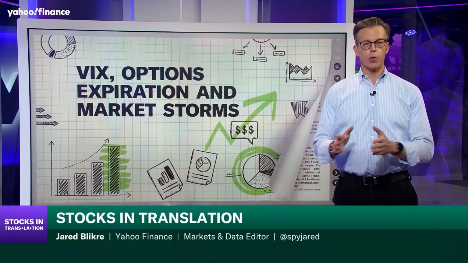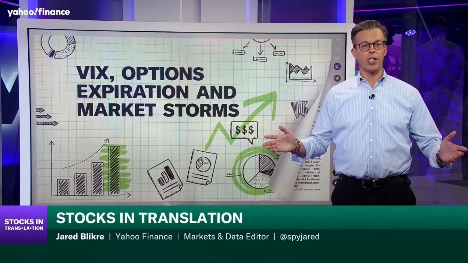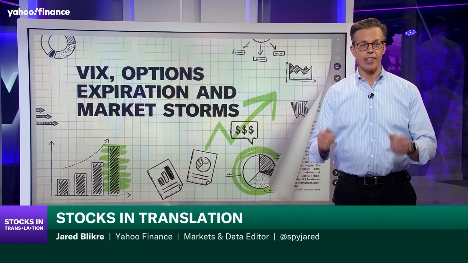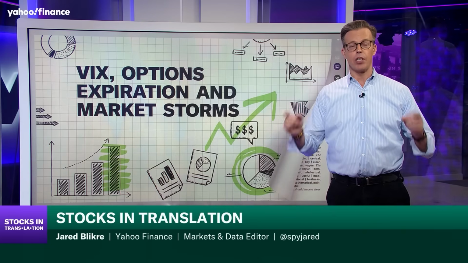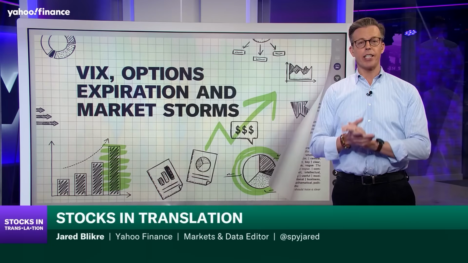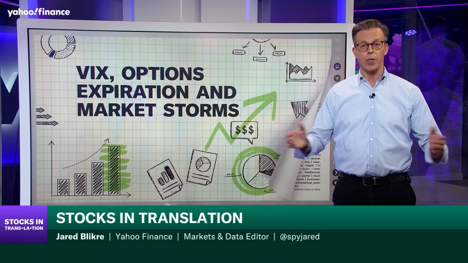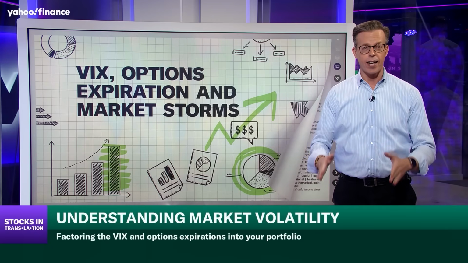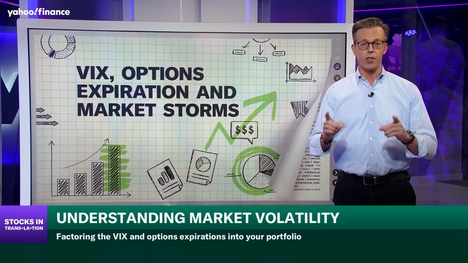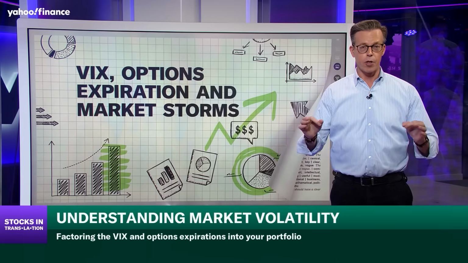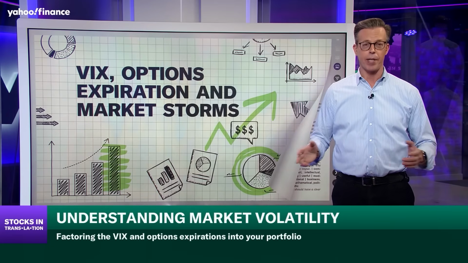Markets have been unusually volatile recently, as unpredictable and erratic as the weather itself. And when the sky flips fast, you check the weather forecast. And in markets, that forecast is the VIX, which is exactly what we're breaking down on today's Stocks in Translation, along with options expiration, which is adding another dimension of odd wonkiness to market behavior.